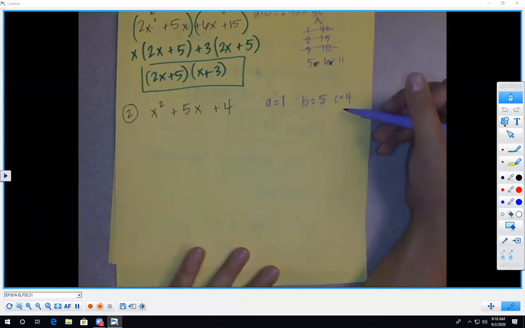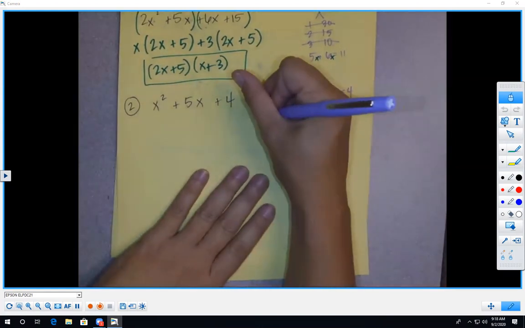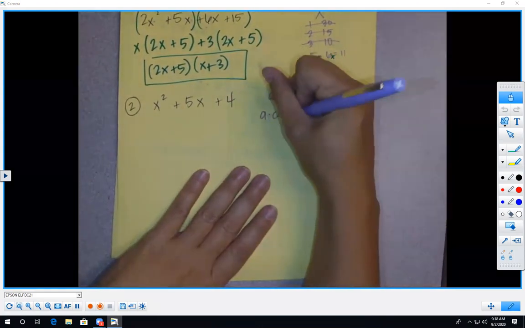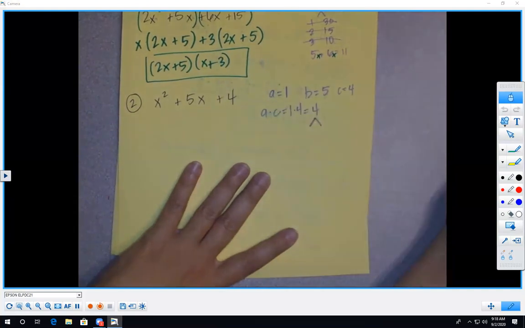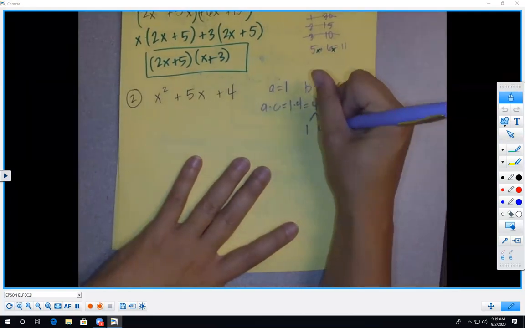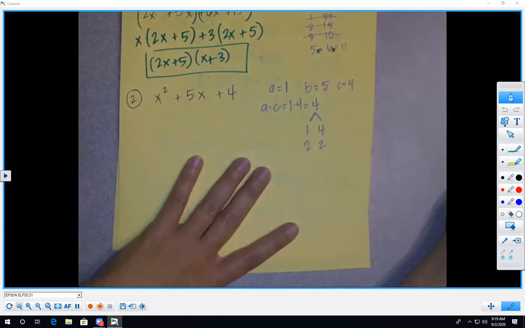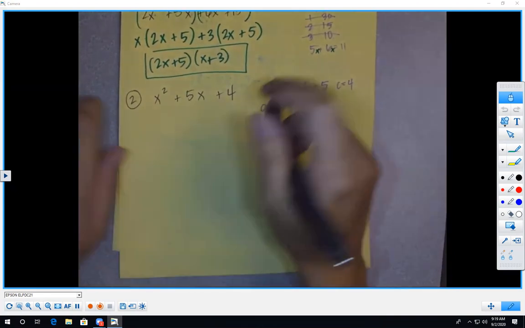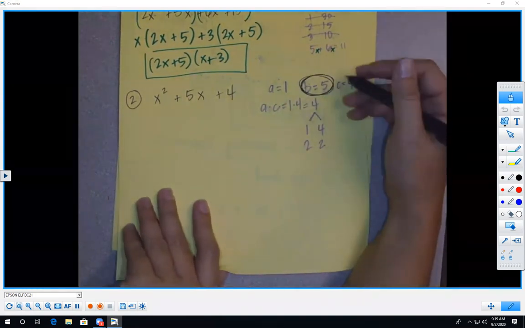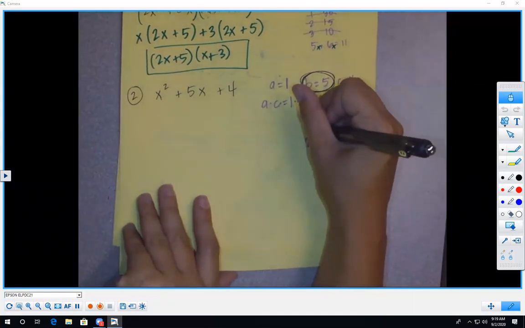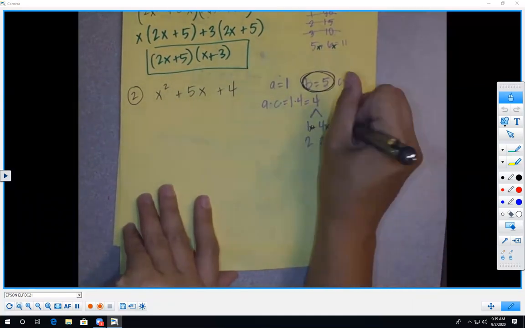So now the next step is doing A times C. So 1 times 4 is 4. And then I want to break down 4 into all the things that multiply to give me 4. So what are my options to multiply to give me 4? 1 and 4, 2 and 2. Okay, so then we need to add to give me the B value. Which 2 add to give me 5? 1 and 4. And so when I go to put those in, remember I need to put an X with them. So 1X and 4X.